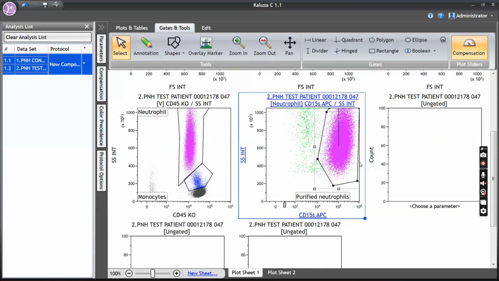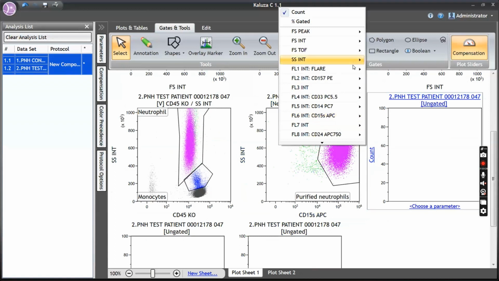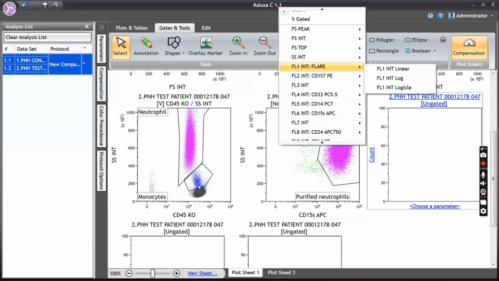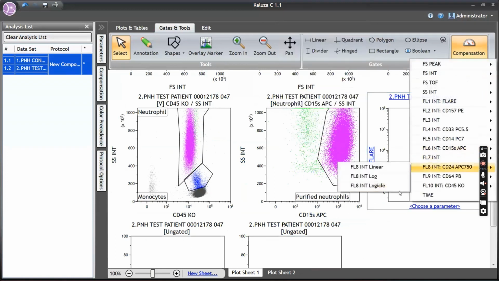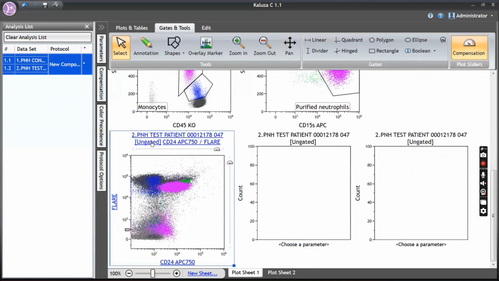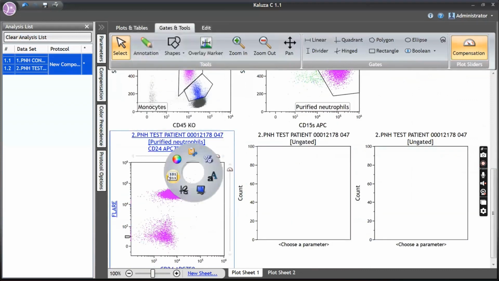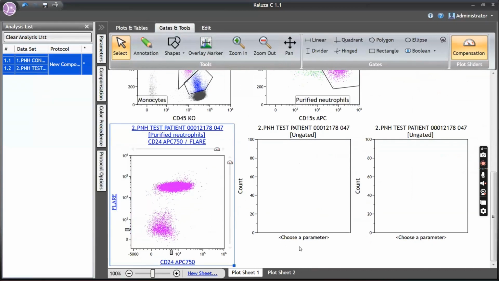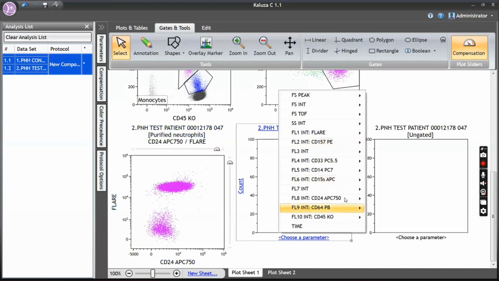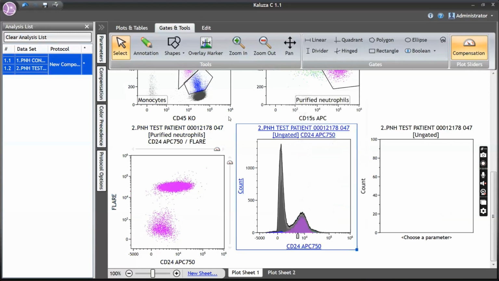Now let's check for the expression of FLAER and CD157. Perfect, FLAER and CD157 and FLAER and CD24. So I'll just put FLAER. See, you can also purify monocytes and then check, but we'll finish neutrophils first. FLAER and CD24, and I'll put the purified neutrophils. Just a minute, there is some compensation with CD24.